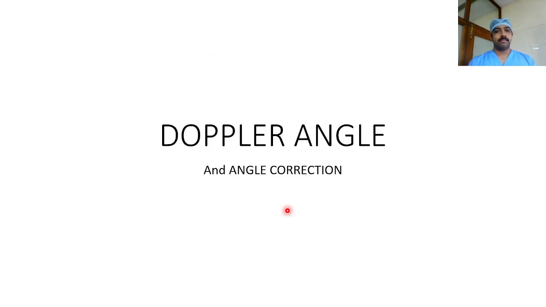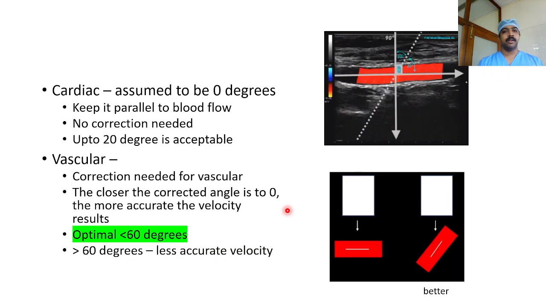Next is the Doppler angle and the angle correction we have to give. Suppose we are not able to keep it parallel, then with the echo itself we can give a slight angle correction also. In cardiac it is generally assumed to be at 0 degrees. That is, we position the 2D and keep it parallel, and then we keep it at 0. Generally no correction is needed, and up to 20 degrees is acceptable.